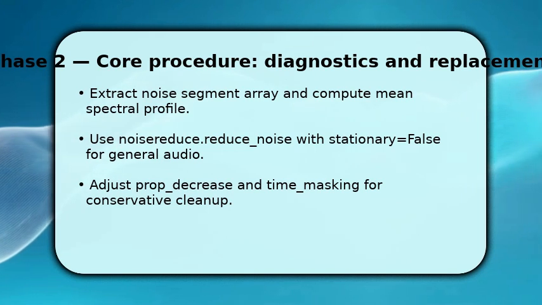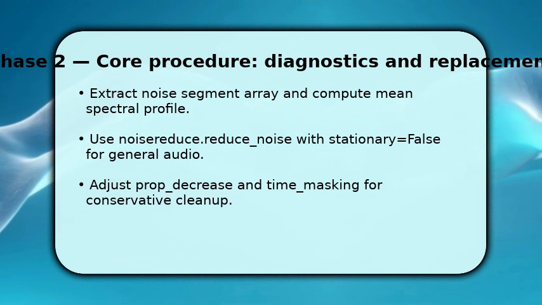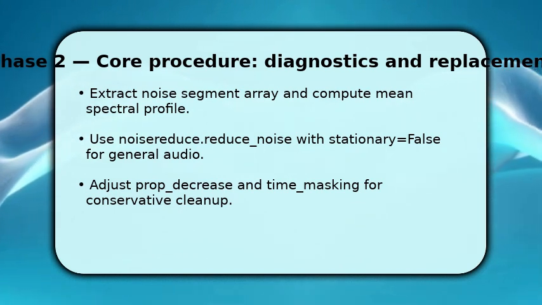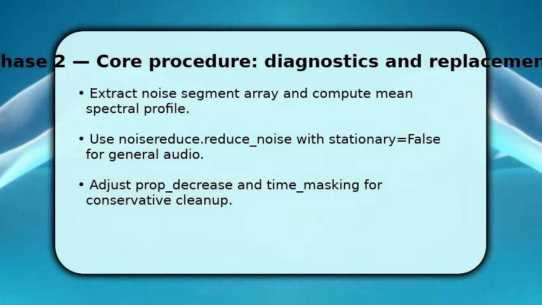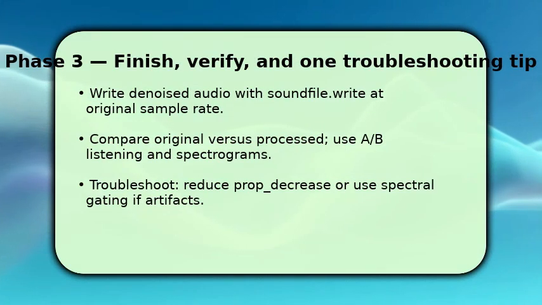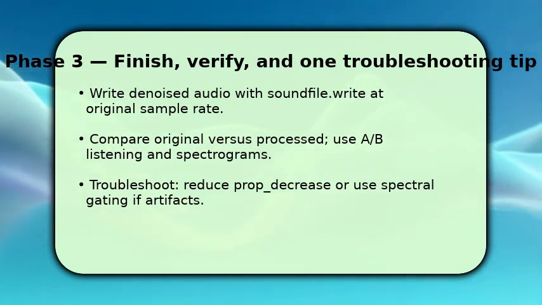If you hear musical artifacts, enable time mask smooth MS or adjust time masking. Those smooth the reduction across time and reduce warbling effects. Apply the denoising to the whole clip and write the result with SoundFile. Write at the original sample rate.